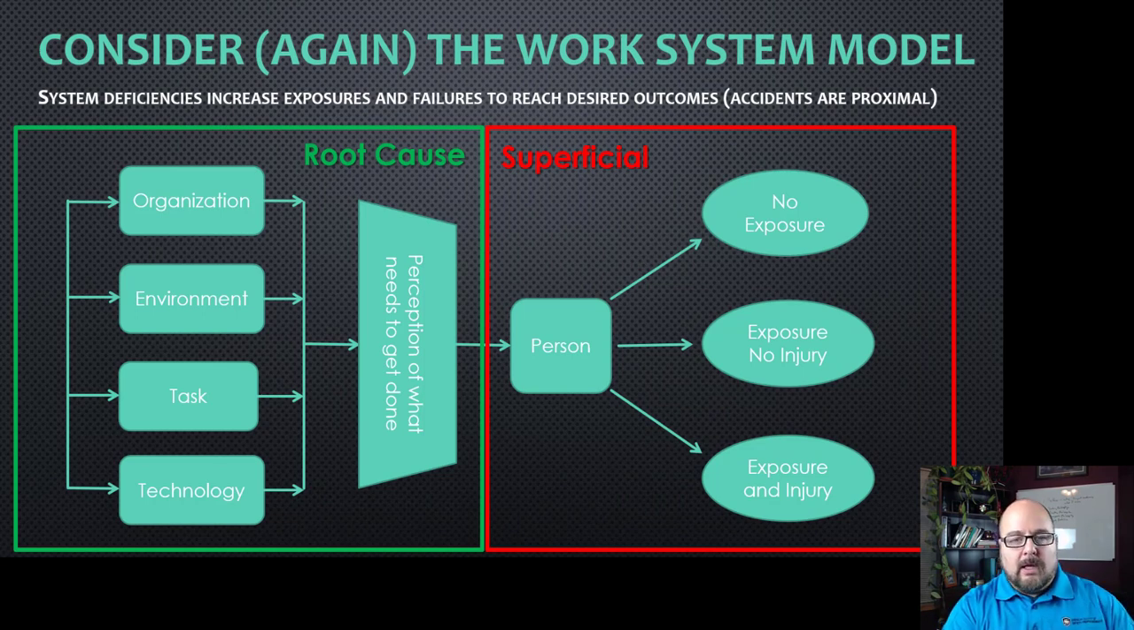This came up in the quality lecture, and this is a systems approach. Heinrich had the domino theory. This is called the balance model, and I've kind of turned it on its side. Superficially, we as humans default to blaming the worker, the person most proximal to the accident. They made a choice and it resulted in injury. We have to fix them.